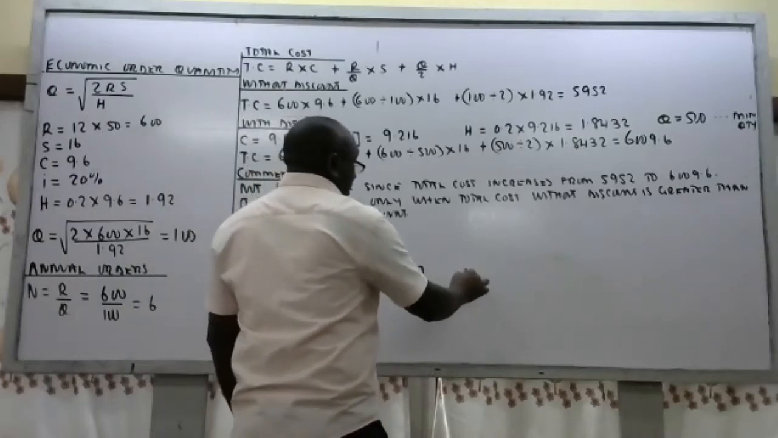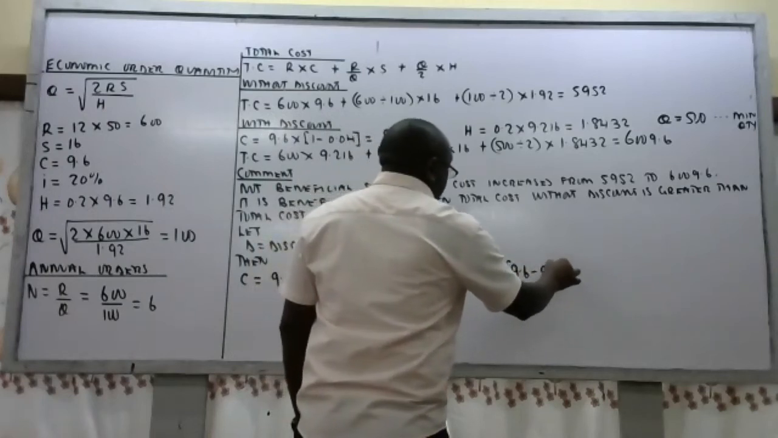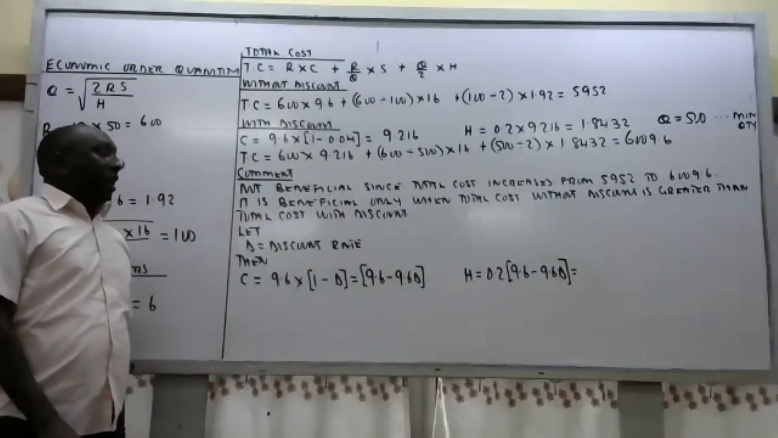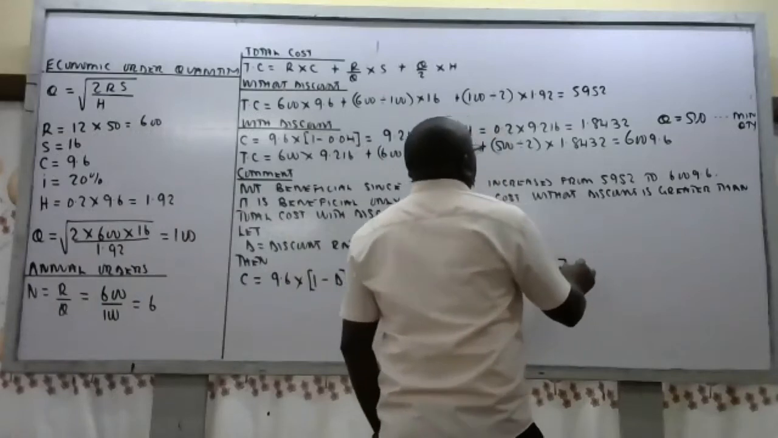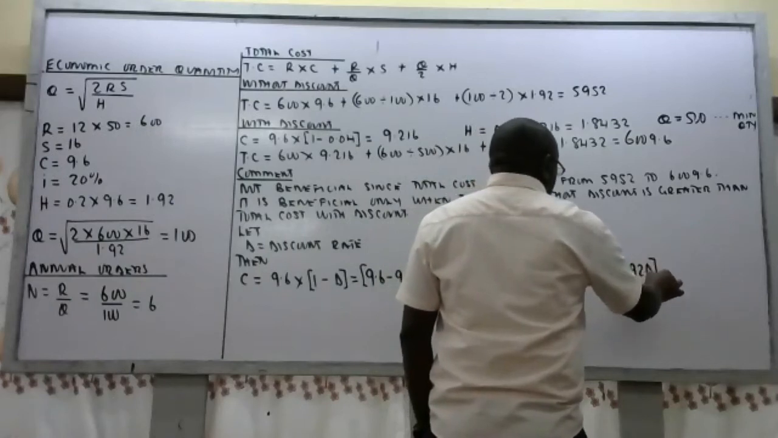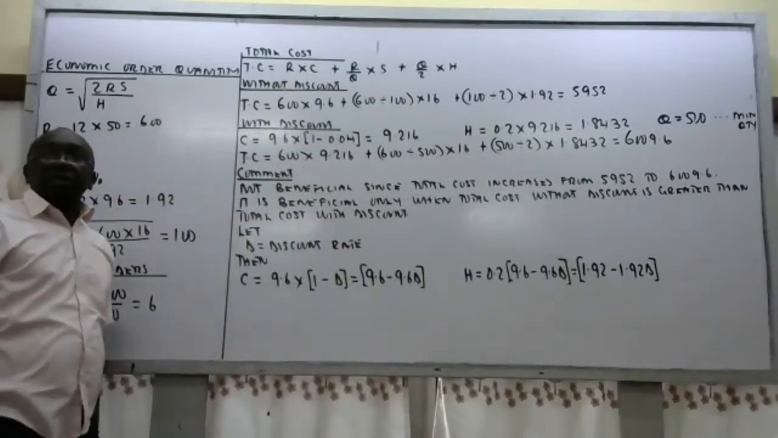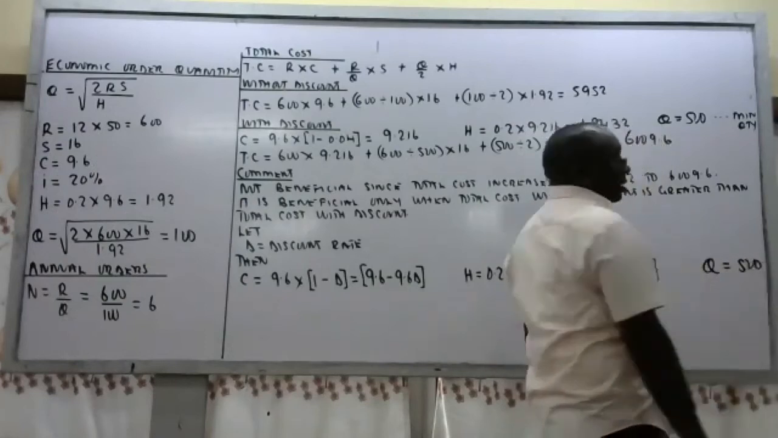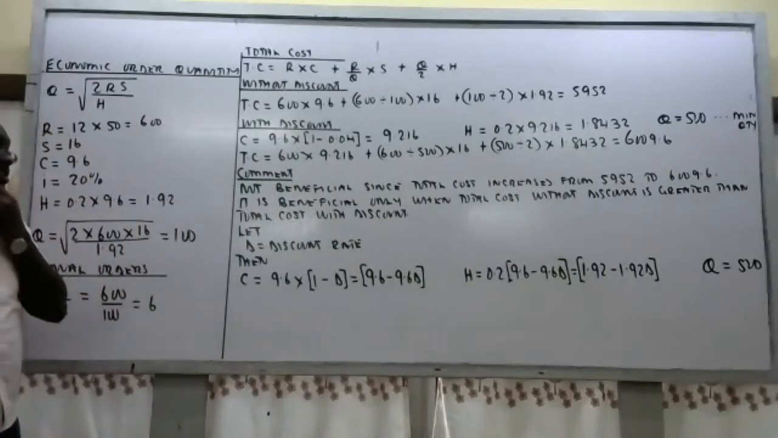Then H will be 20% of 9.6 minus 9.6D. So 20% is 1.92 minus 1.92D. That will be the H. And obviously, Q remains what? Q remains 500 units. Q does not change.